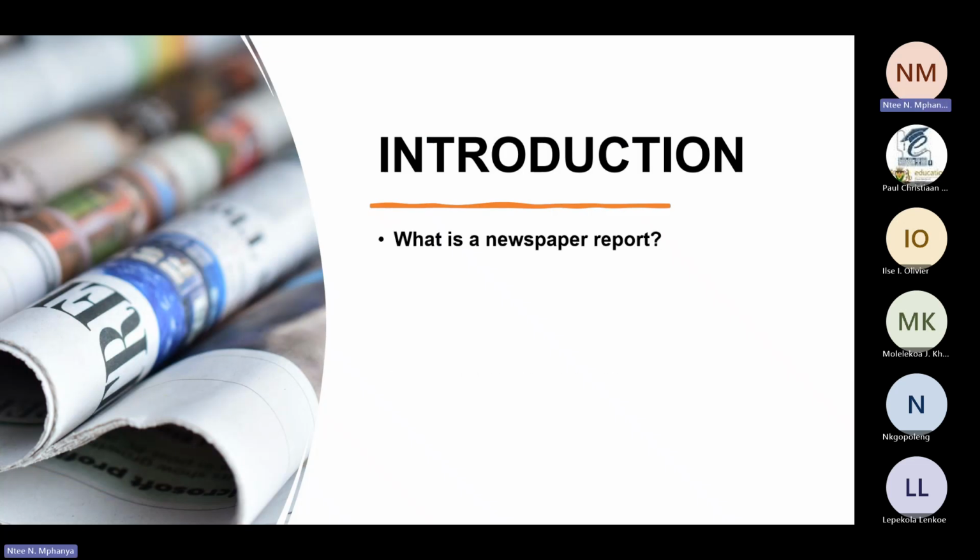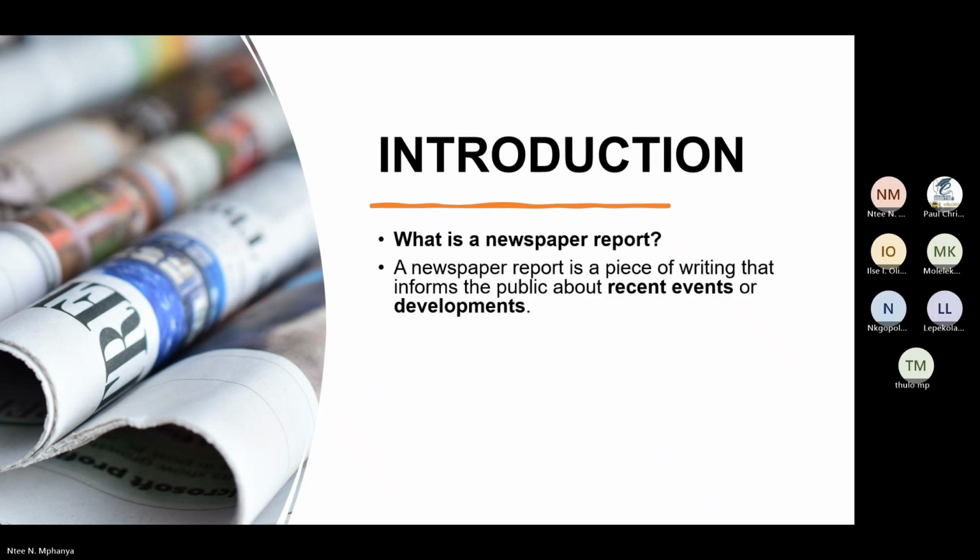Right, firstly, let us find out what a newspaper report is. It is a piece of writing that informs the public about recent events or developments. Remember, this is a longer transactional text, 140 to 160 words. Now, what you must do there, you must make sure that you have informed. When you write a newspaper report, you are informing the public about recent events or developments.